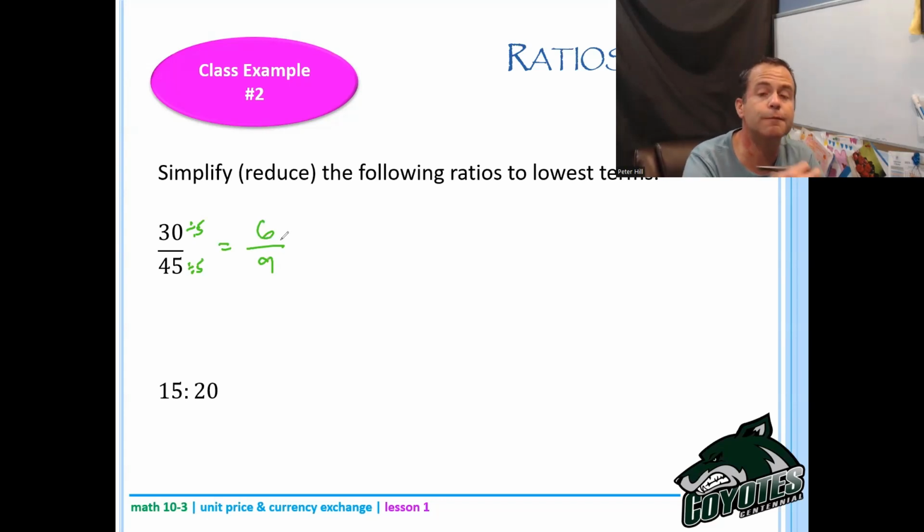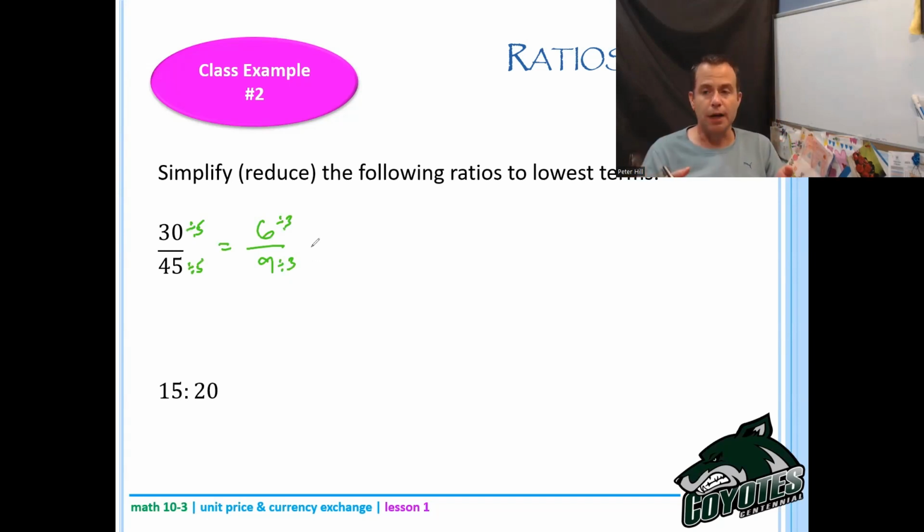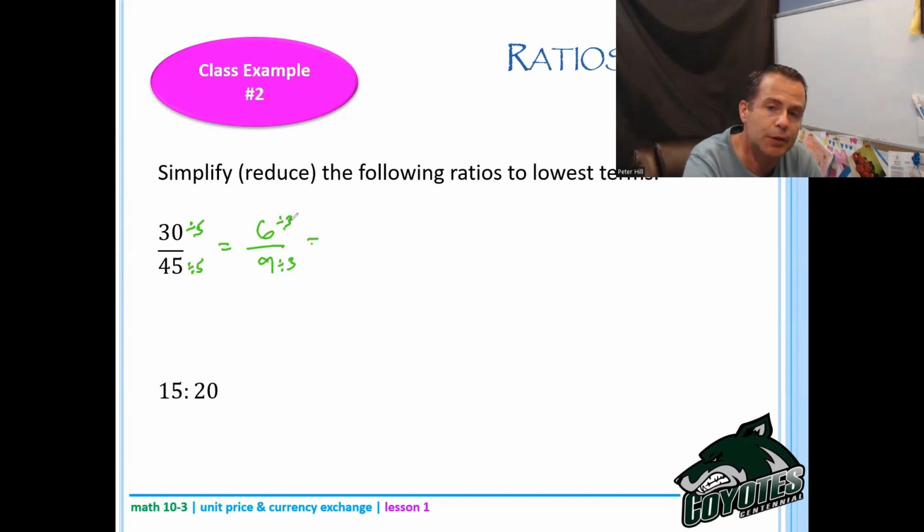But we're not quite done. We're not fully simplified because I can look at the 6 and the 9 and say, oh, I can divide both of those by 3. When you're trying to reduce, you're always trying to divide. Anytime we talk about equivalent ratios or equivalent fractions, we're looking at multiplying the top and the bottom by the same thing or dividing the top and the bottom by the same thing. We're never looking at adding the top and the bottom or subtracting. Those don't work, okay? They don't make equivalent fractions. So 6 divided by 3 is 2 and 9 divided by 3 is 3.